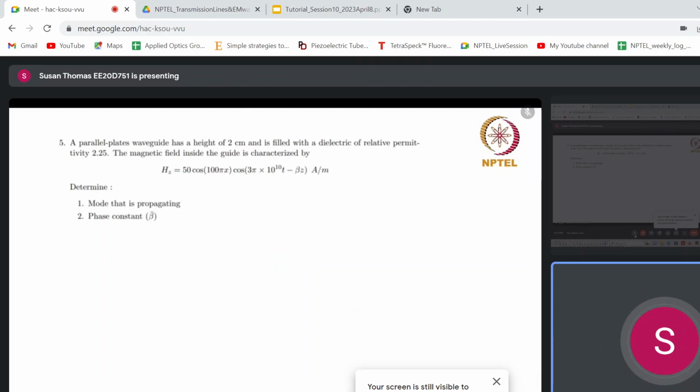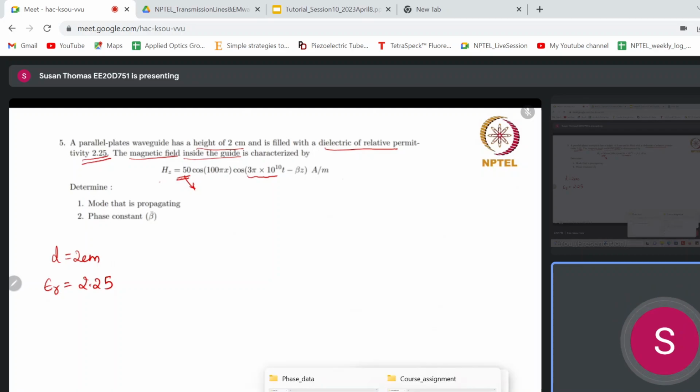Back to our discussion on the next question. A parallel plate waveguide has a height d of 2 centimeters and is filled with a dielectric of relative permittivity epsilon R of 2.25. The magnetic field inside the guide is given by this expression, with magnitude and a term omega t minus beta z. Determine the mode that is propagating, and second, what is the phase constant?